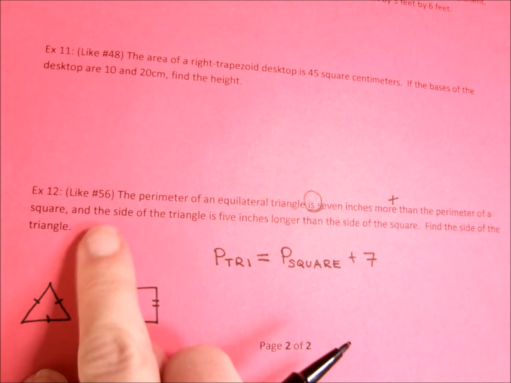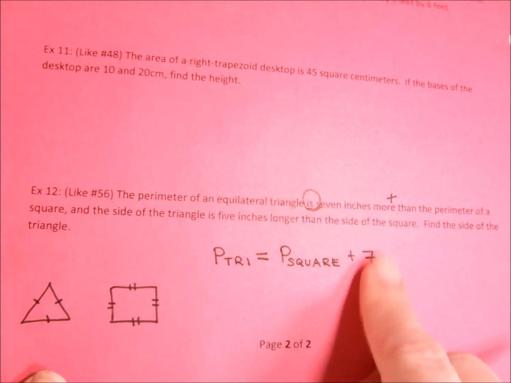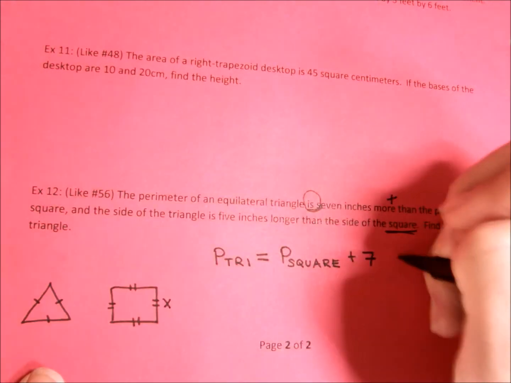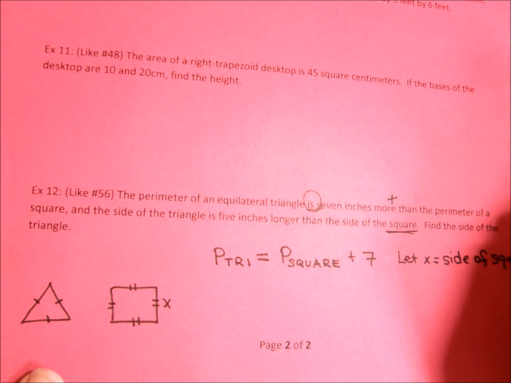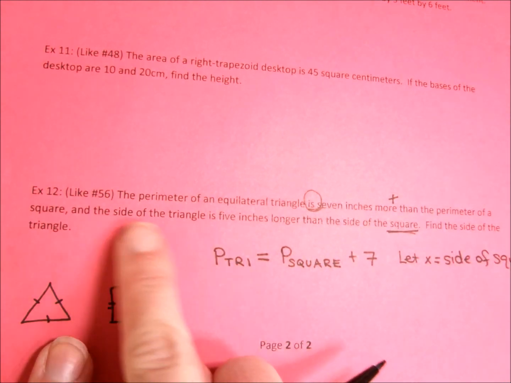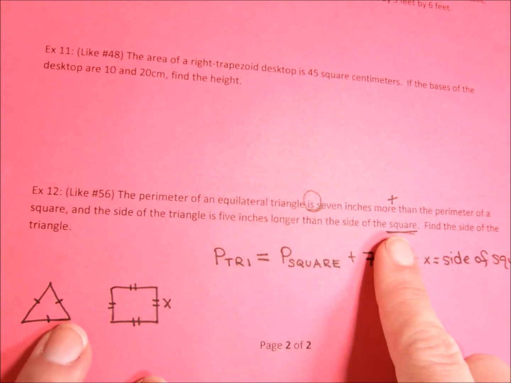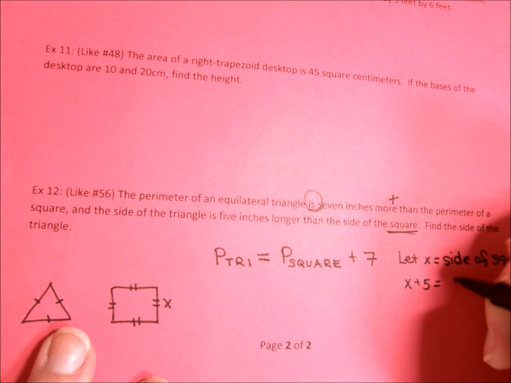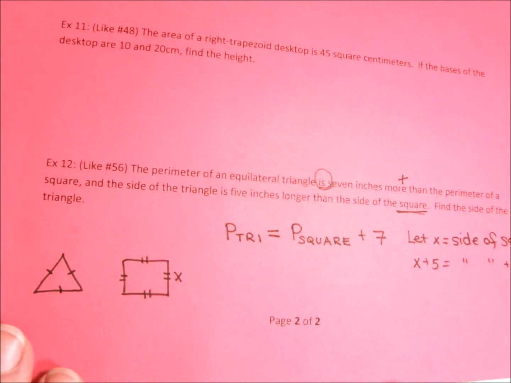Let's keep going on. The side of the triangle is 5 inches longer than the side of the square. Which one gets the variable? Side of the square gets the variable. Let x equal side of square. All right, how do I say the side of the triangle is 5 inches longer than the square? Plus what? Plus 5. x plus 5. Side of triangle. All right, I think I'm going to go label my picture so I get a better idea of what I'm looking at.